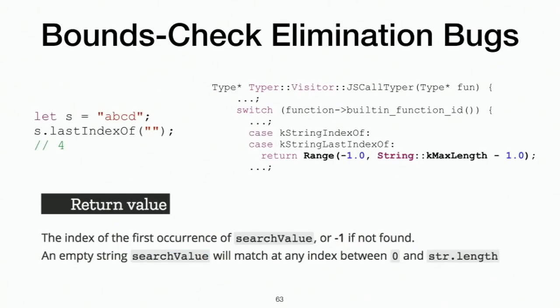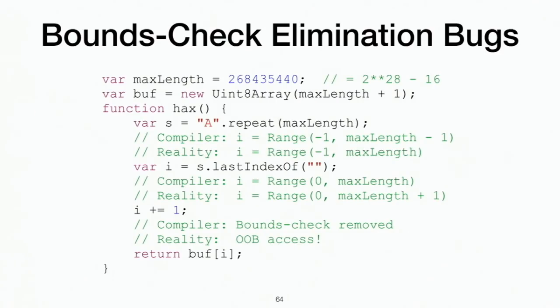Or so they thought, because if you look at the documentation, there's this one sentence that says that an empty string search value will match at any index between 0 and the length of the string. So you can see that here in this code snippet, there's a string of length 4. If I search for the last index of the empty string, it actually gives me 4, right? What that means is that this range, this typer code here that tried to determine the output range, is off by 1. So actually, this call can also return string.maxLength. So how can you exploit this? This is essentially the pseudocode that you would need.